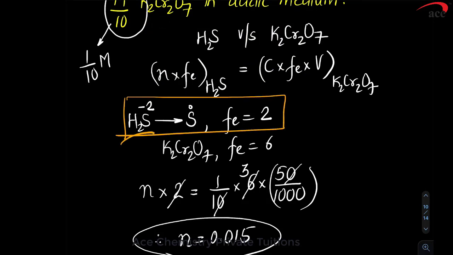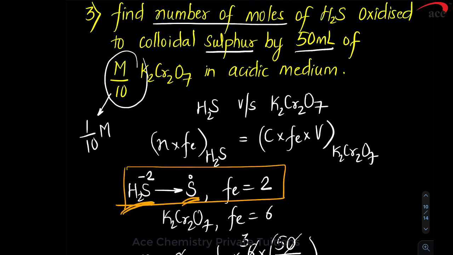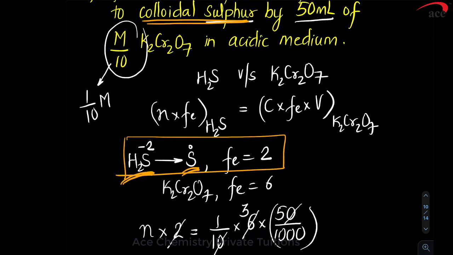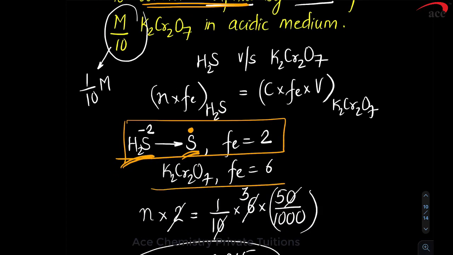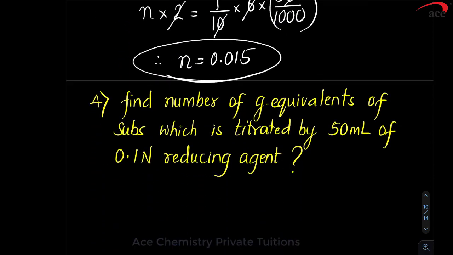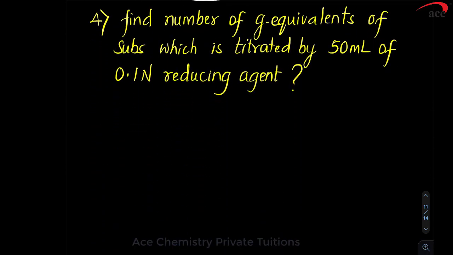This is how you should do it. For doing this type of numerical, what you require is a good understanding of factor. If H2S is a new substance, then you should be analyzing what is given. It is given colloidal sulfur, so colloidal sulfur means elemental sulfur. That means 0 as the oxidation state. And K2Cr2O7, you are already aware.